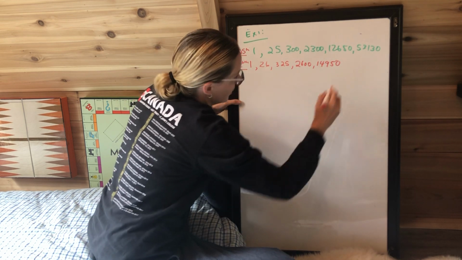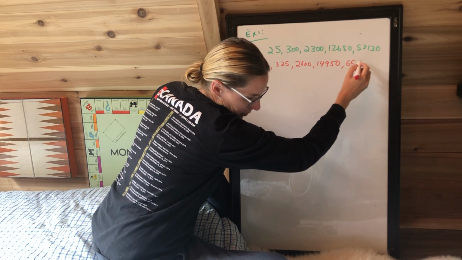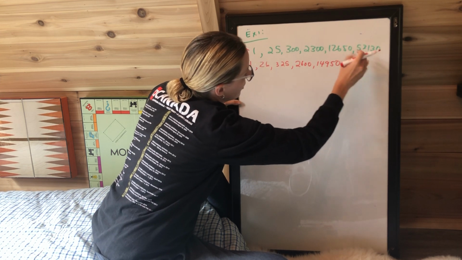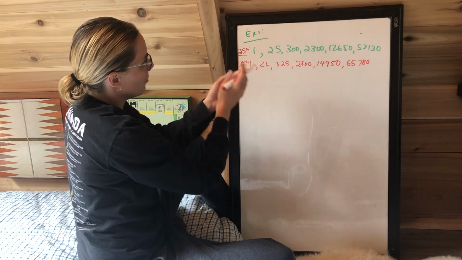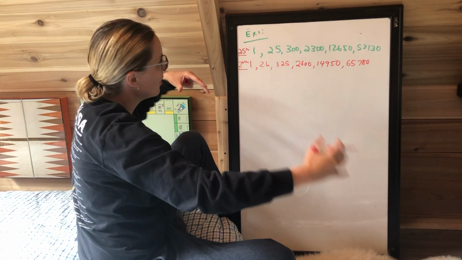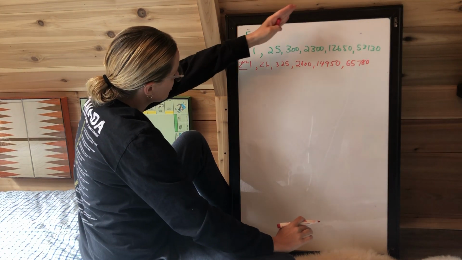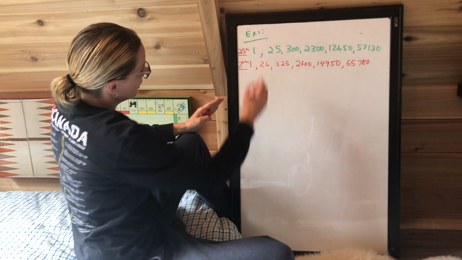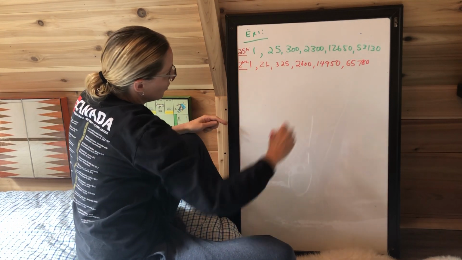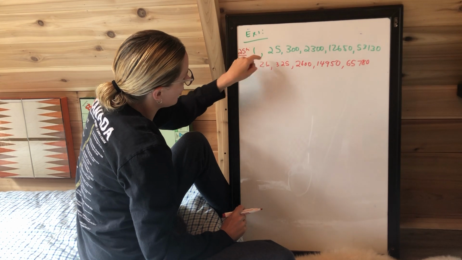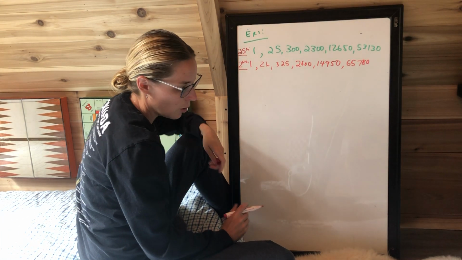14,950, and then 65,780 when you add those two. So it's just a matter of applying it. We don't have the whole triangle set up, but it's still using the same idea. If this was going to be part of the triangle, it would start with a 1 and then go from there. Many people forget about the 1 and they'll just start adding right away. But remember, the first term always has to be a 1.